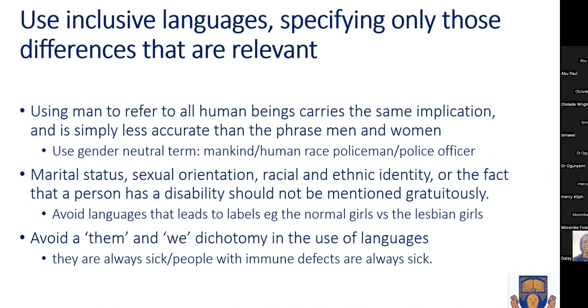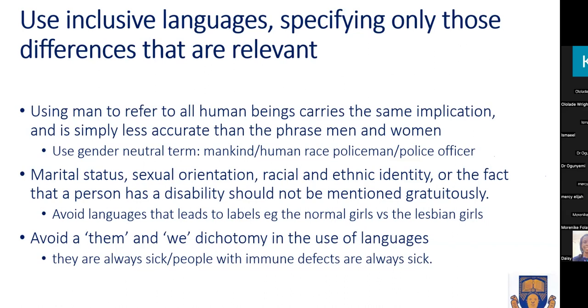When we talk about marital status, sexual orientation, race, ethnic identity, and people with disability, this identity should not be mentioned gratuitously. Avoid language that labels them. It's very common in our language to say normal girls, innocent children. So when I say normal girls versus lesbian girls, are you telling me lesbian girls are not normal? That's the connotation of your words.